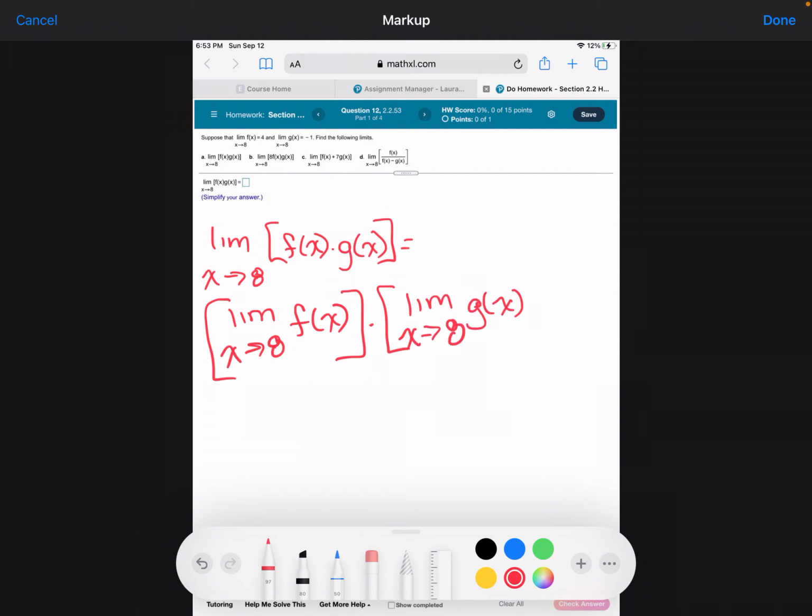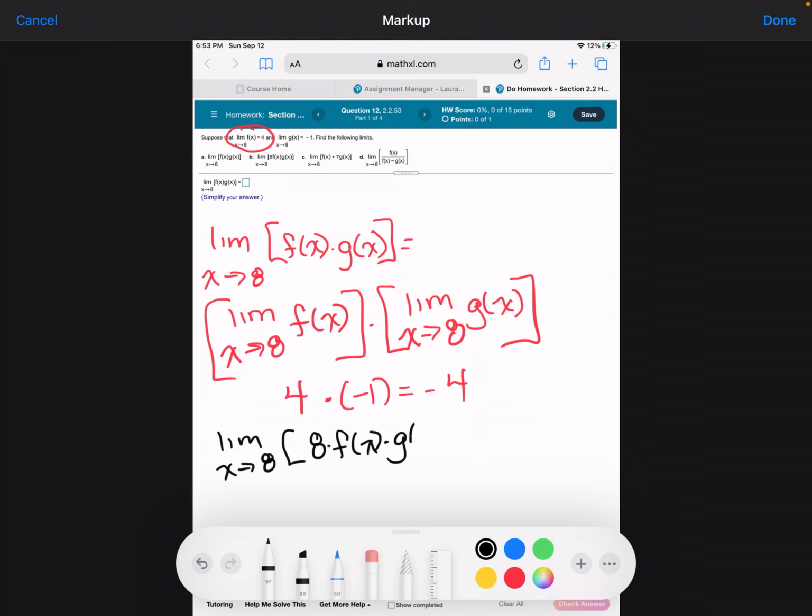So this is a limit law. It's actually part of a theorem. And so now if you look up here, they told me that as you approach 8 of f of x, it's 4. And that if you approach 8 of g of x, you get a negative 1. So this answer must be negative 4. All right, let's look at the next one. The next one says the limit as x approaches 8 of 8 times f of x times g of x.